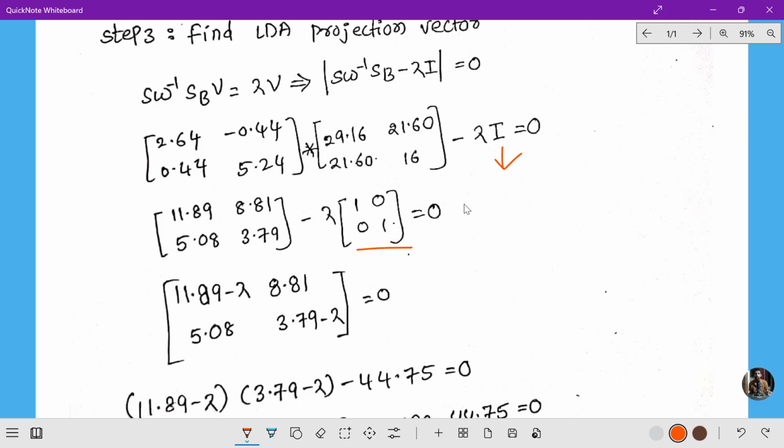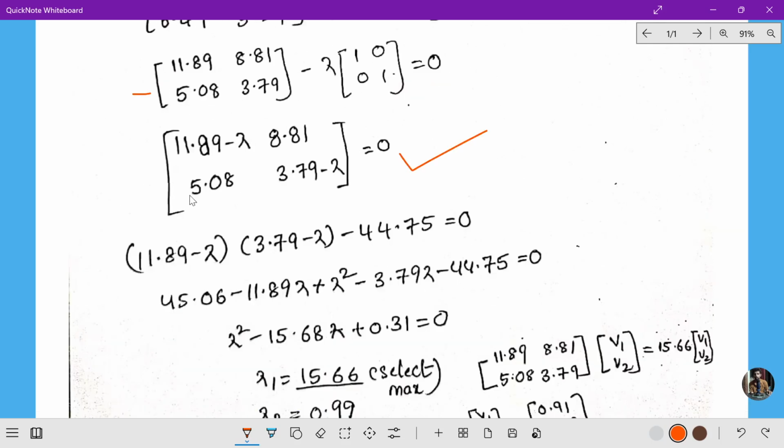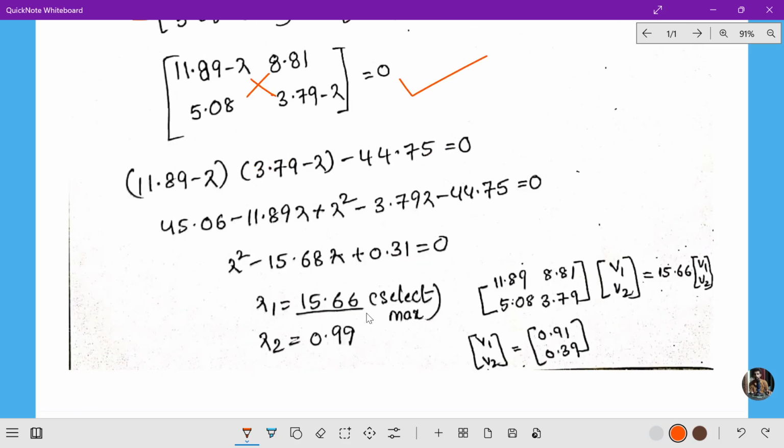This is called the identity matrix. So when you say I, it is a 2 by 2 matrix with values 1 0 0 1. After doing the multiplication and completing this calculation, we receive this one. Similarly, we do here minus 11.89 minus lambda into this one. So we'll do cross multiplication here. Finally we get lambda 1 equal to 15.66 and lambda 2 equal to 0.99.